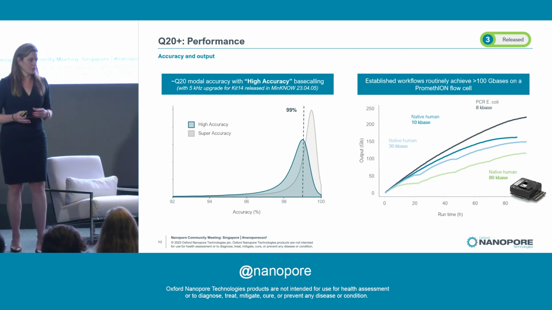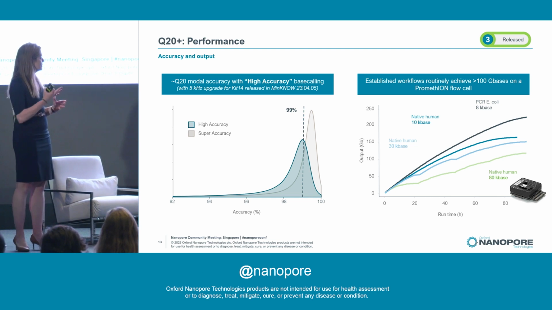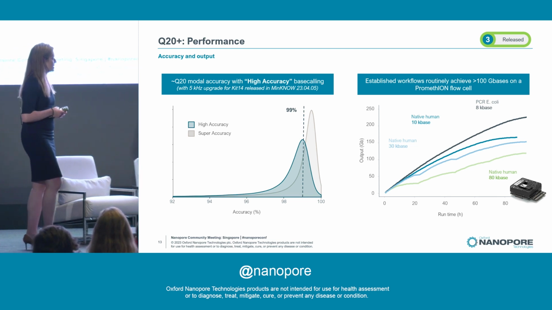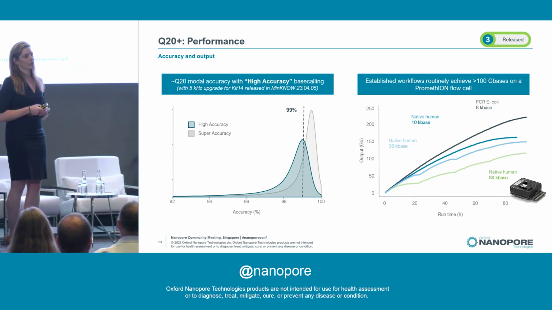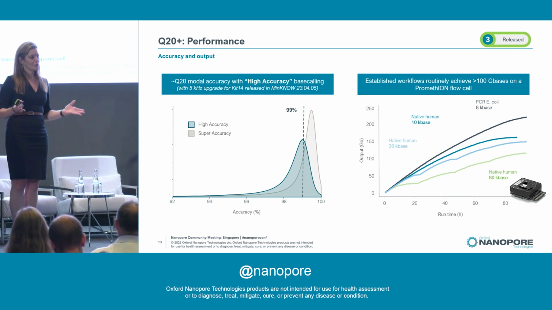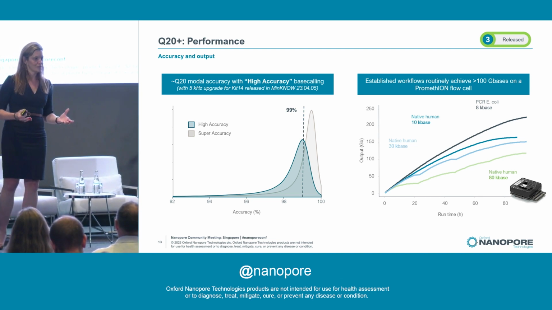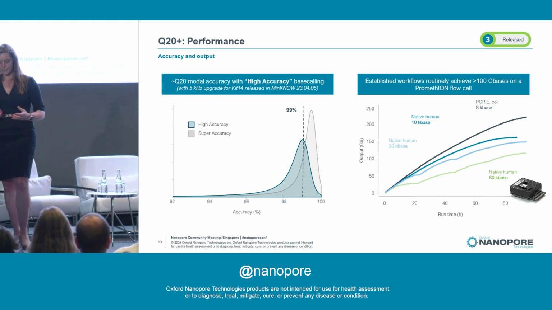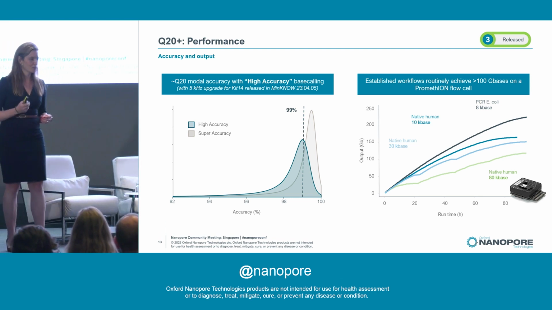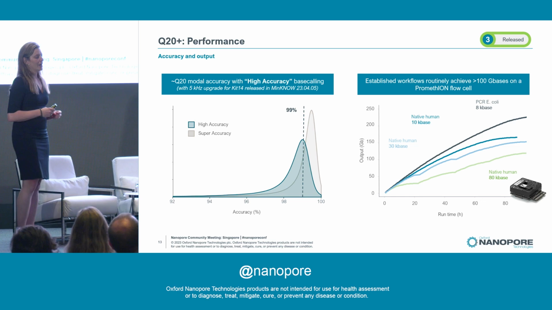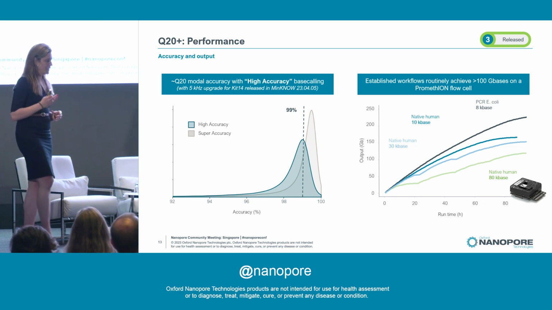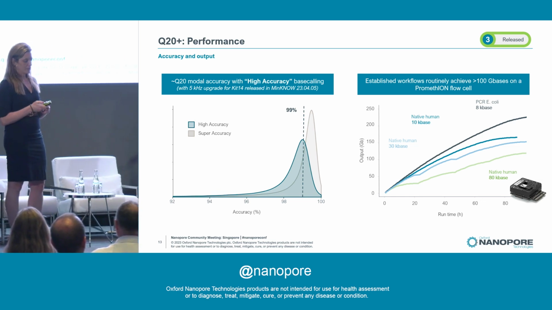We have established workflows now. Everyone should be getting towards 100 gigabases of data on the PromethION flow cell. If you're not, please reach out to our support teams. You heard this morning, we've got 70 people now in APAC. Please reach out to us. We want to talk to you. We want to understand why, because we've really worked hard to get these established workflows so that you can generate this type of data.